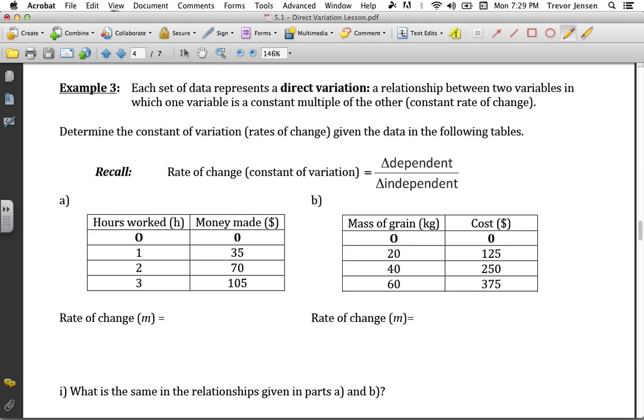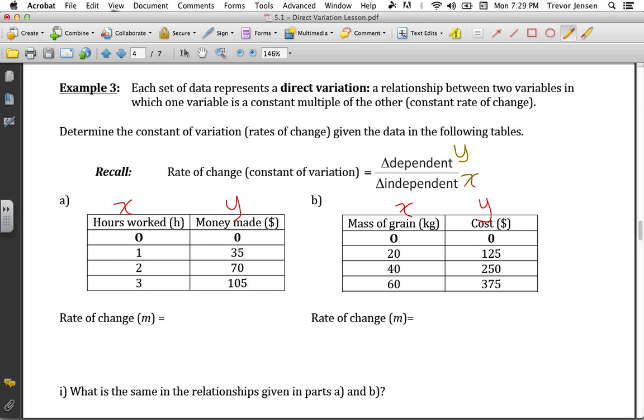So now we're going to look at our table of values and calculate our rate of change, or our constant of variation. Remember, the constant of variation, or the rate of change, is the change in the dependent, so the y, divided by the change in the independent, x. And remember, in a table of values, the left-hand column is always x, the right-hand column is y. So that's why I have this here.